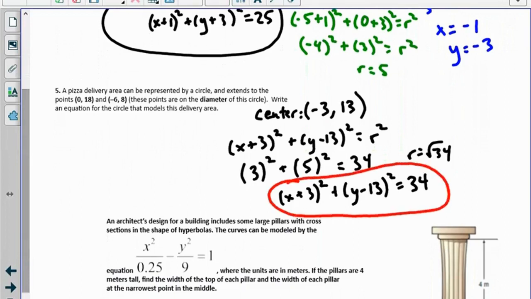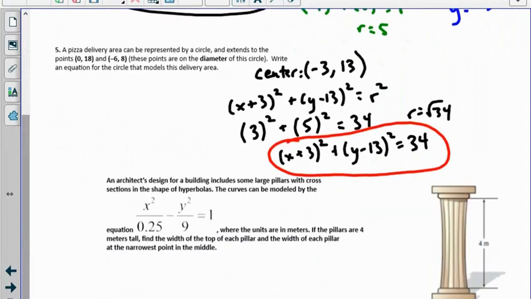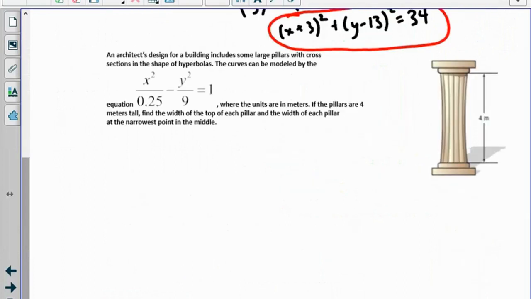Last problem, problem 6 on your worksheet. For some reason, the 6 disappeared when it was copied over to the Smart Notes. An architect's design for a building includes some large pillars with cross sections in the shape of hyperbolas. The curves can be modeled by the equation x squared over 1/4 minus y squared over 9 equals 1. Units are in meters. If the pillars are 4 meters tall, find the width of the top of each pillar and the width of each pillar at its narrowest point in the middle.